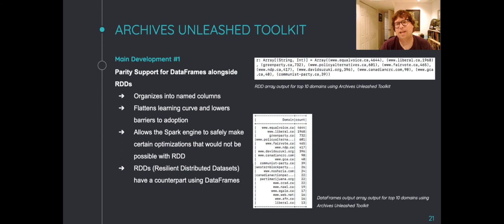Now, there are two main developments that we've been able to bring to fruition over the course of the grant. The first main development is that we've achieved parity support for data frames alongside resilient distributed datasets, or RDDs. Moving towards data frames lets us organize data into named columns, flattens the learning curve and lowers barriers to adoption, and crucially allows the Spark engine to make certain optimizations that would not be possible with RDDs.